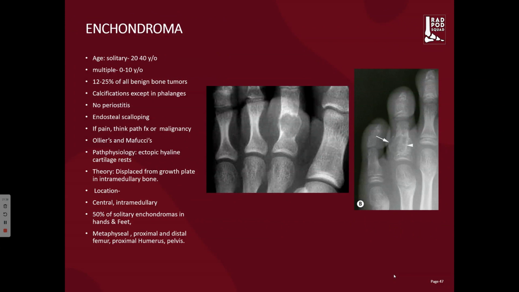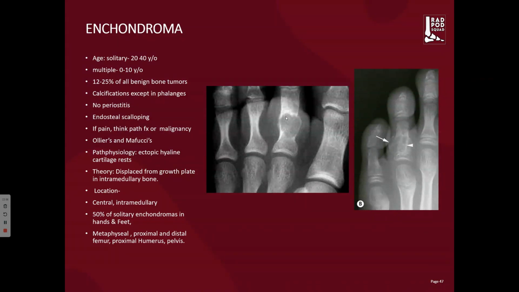Enchondromas, these are usually solitary lesions in the 20 to 40-year-old age group, but they can be multiple. And especially when patients are younger presenting with enchondromas, you want to think about the multiple diseases such as seen here in Ollier's and Maffucci's. These lesions, again, are characterized usually by no periostitis unless, like you see here, there are pathologic fractures. So pathologic fractures will induce a certain amount of periostitis.